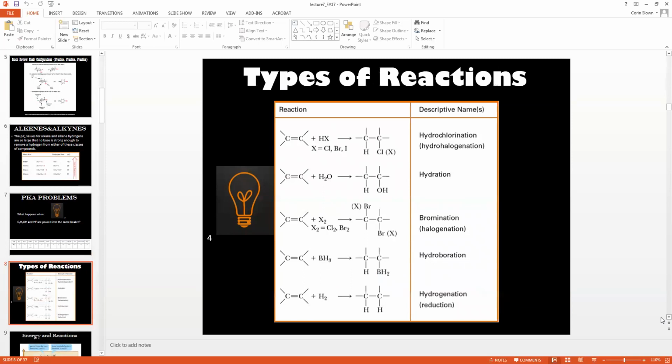Now, when we think about types of reactions, one of the things that I want you to start to think about are patterns. How can you identify patterns in the way that molecules react? So for example, there are 5 reactions that are described here: hydrochlorination, hydration, bromination or halogenation, hydroboration, and hydrogenation. What can you tell me about each of these patterns? What do you notice?